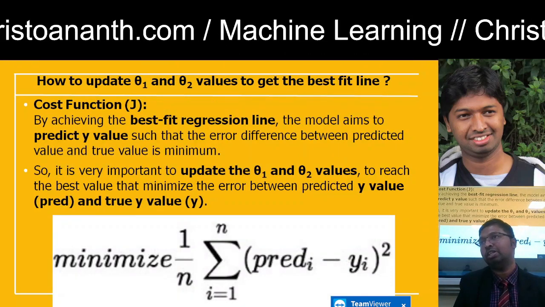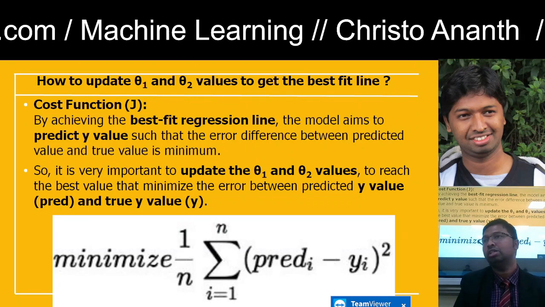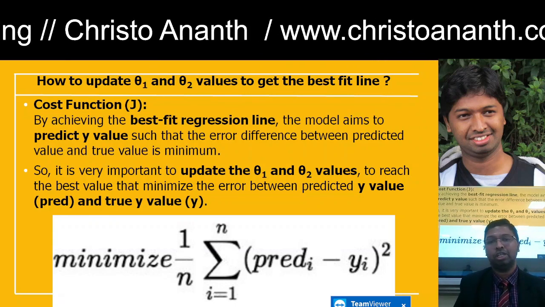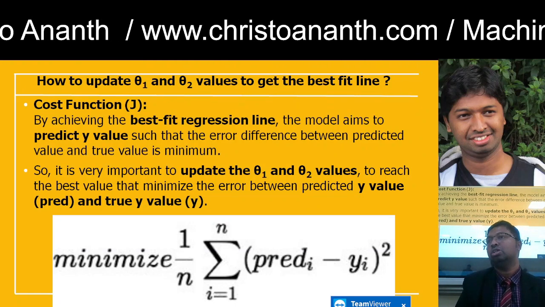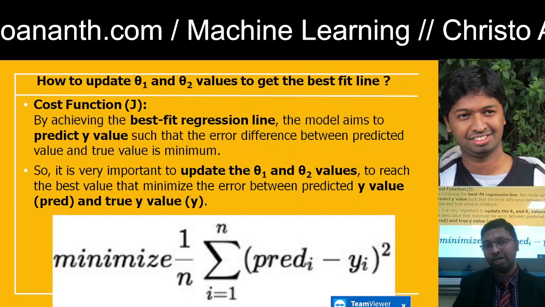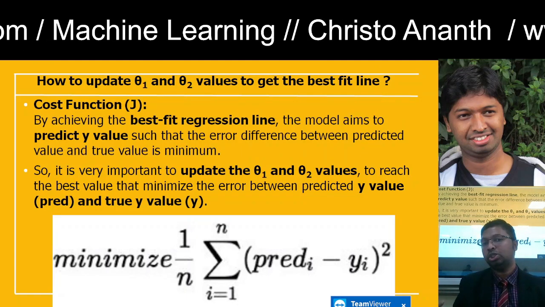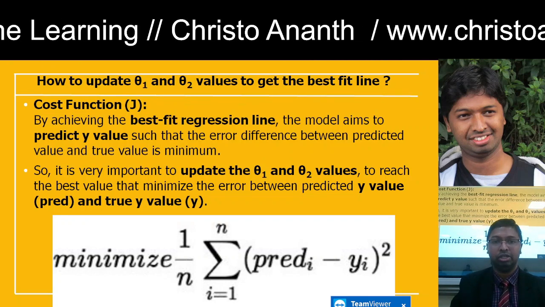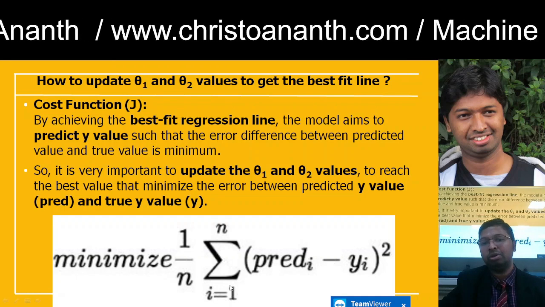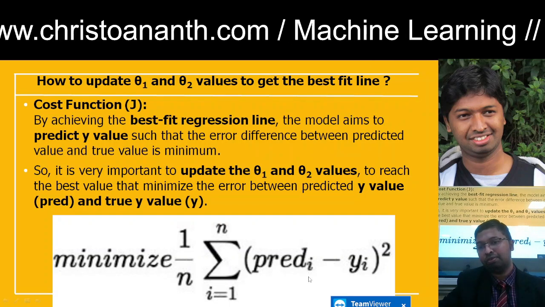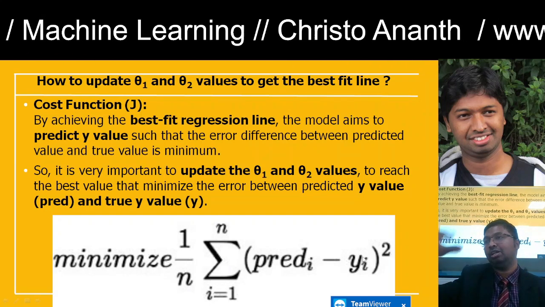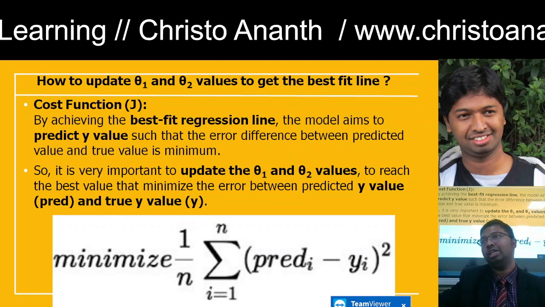So here we identify the cost function, J. In order to find the best fit regression line, you predict the value of y based on the value of x. What you have to do is update the values of theta 1 and theta 2, where the predicted value is compared with the true value y. So we minimize 1 by n, summation i equal to 1 to n, of predicted i minus yi, the whole square. That is the summation of prediction minus y, the whole square.